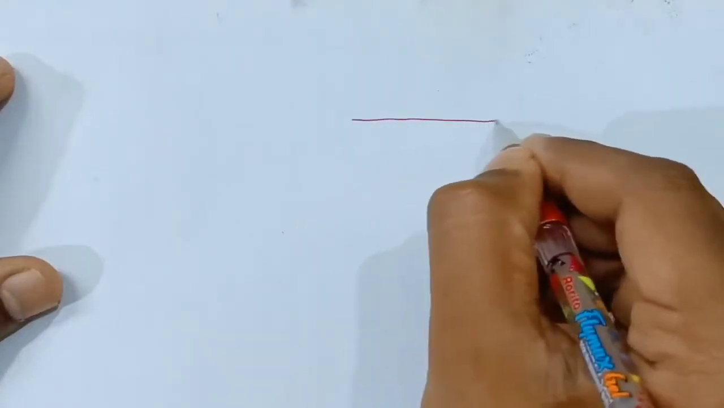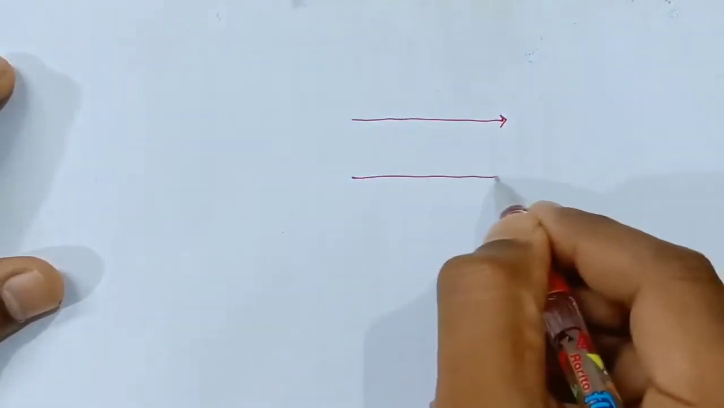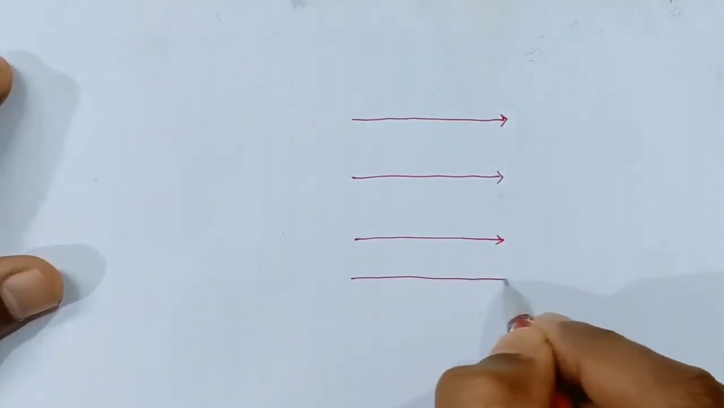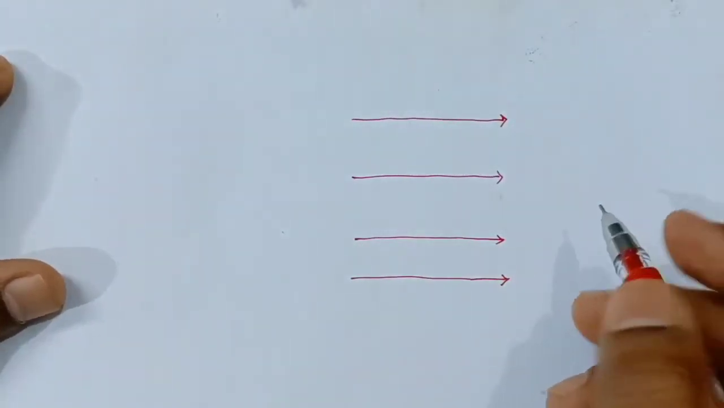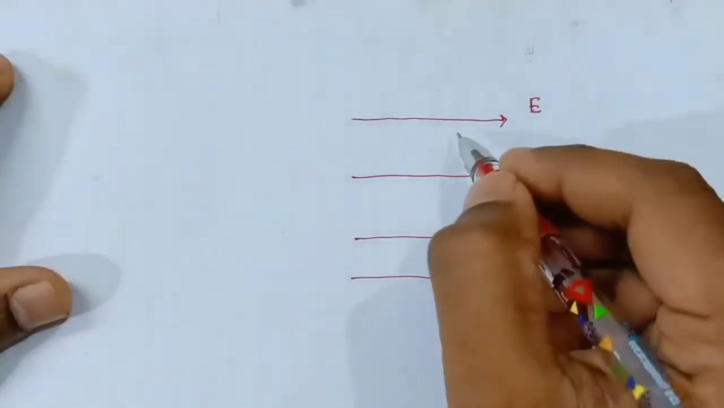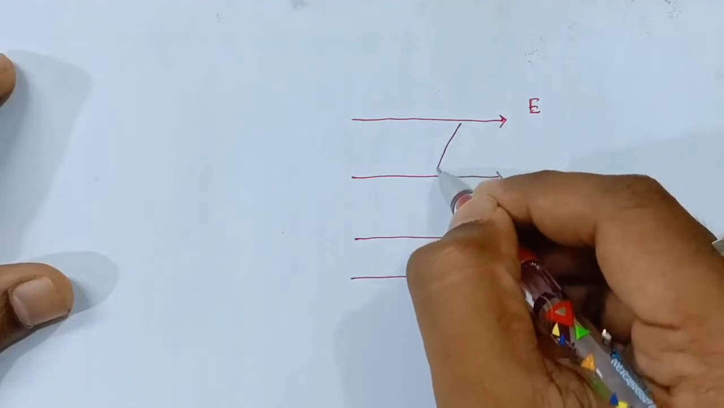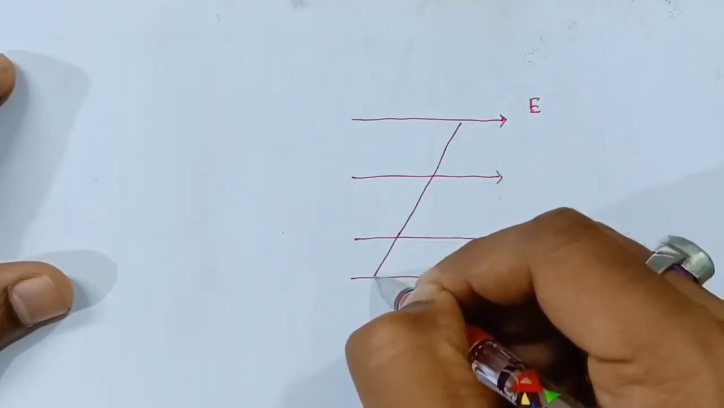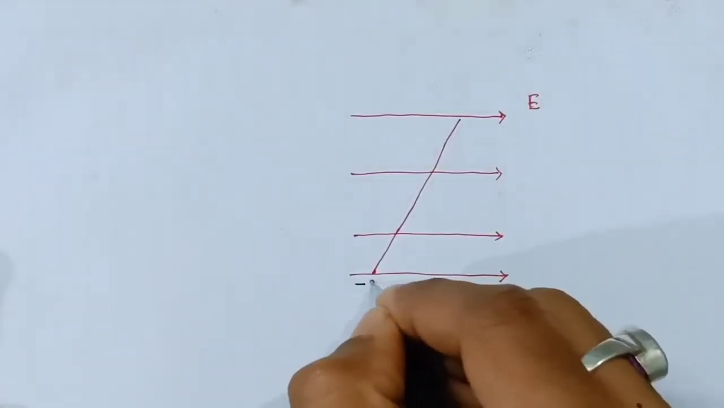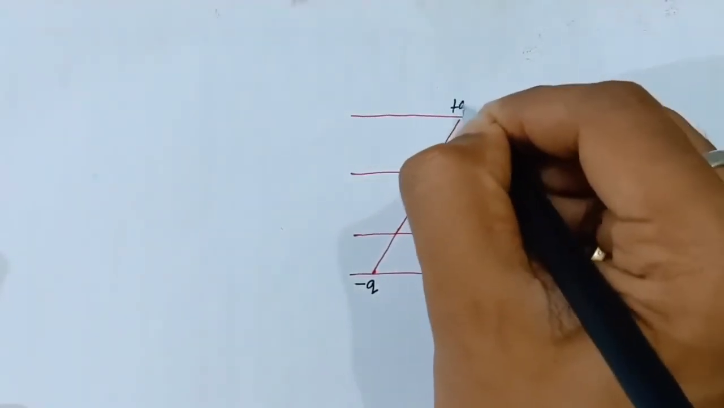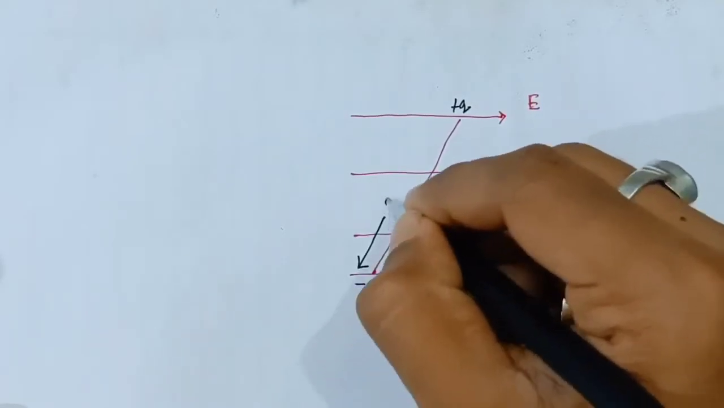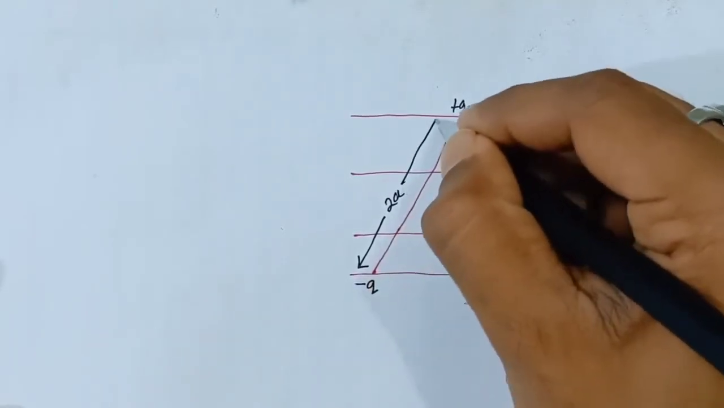Suppose this is my uniform electric field. I said the field is uniform. Uniform means the field is not changing with respect to time. This is my uniform electric field, and in this field I situate a dipole: two equal and opposite charges, separated by a small distance. Suppose this distance is 2a.